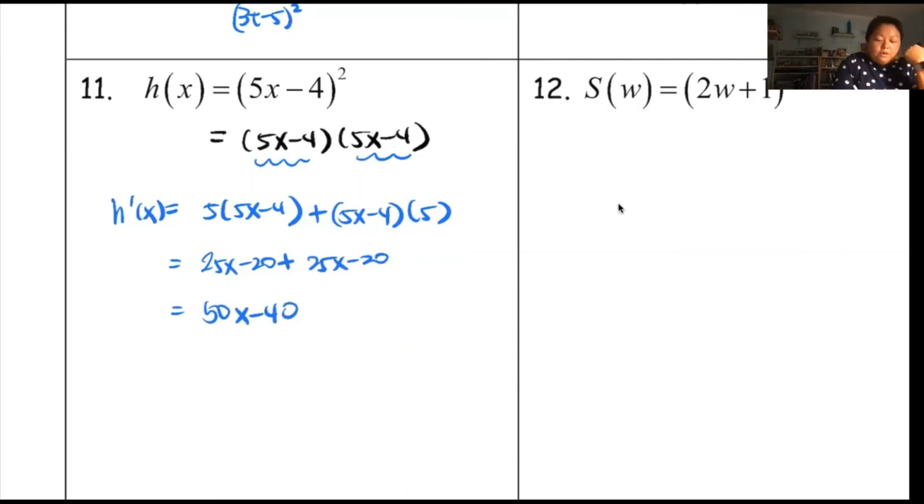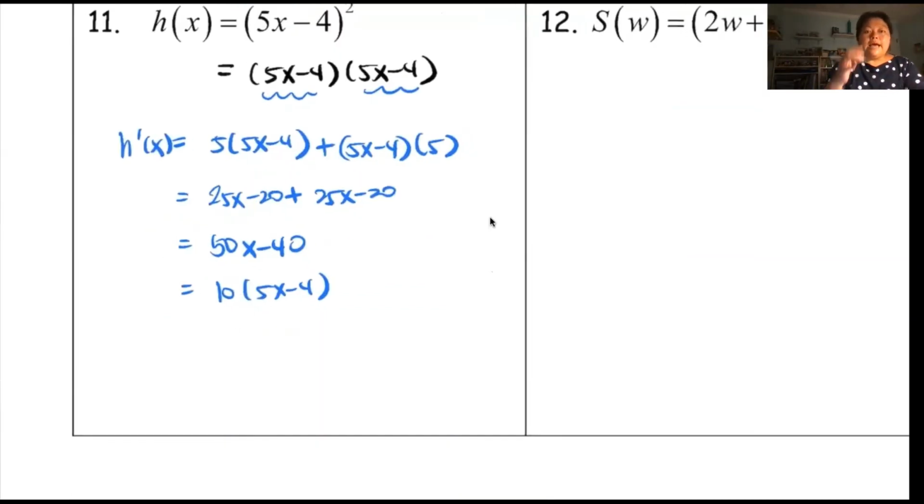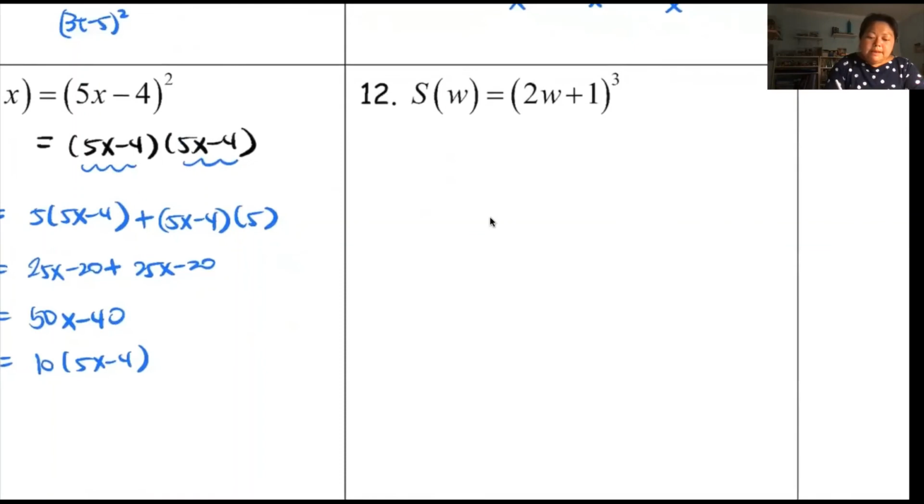And if you want to factor, again, it's not a bad idea, 10 times 5x minus 4, and you will see that this is going to be helpful later on. All right, so you will see that you have 10 times 5x minus 4 if you were to factor out the 10, okay?